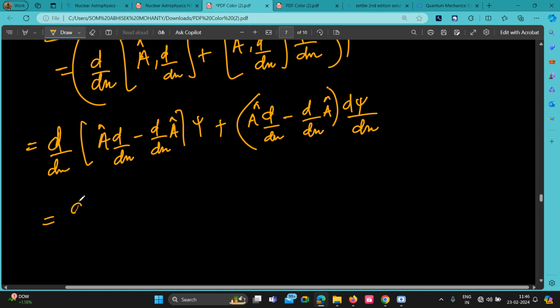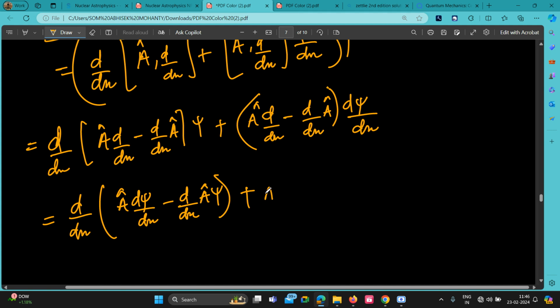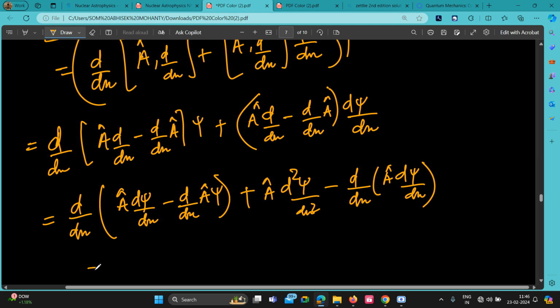So this becomes dy dx, a d psi by dx minus d by dx of a psi, plus this one becomes d square psi by dx square minus d by dx of a d psi by dx. Okay, so this becomes d by dx of a, that means dA by dx into d psi by dx, plus a d square psi by dx square.